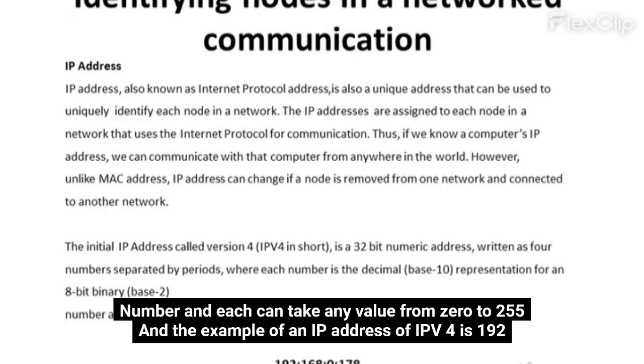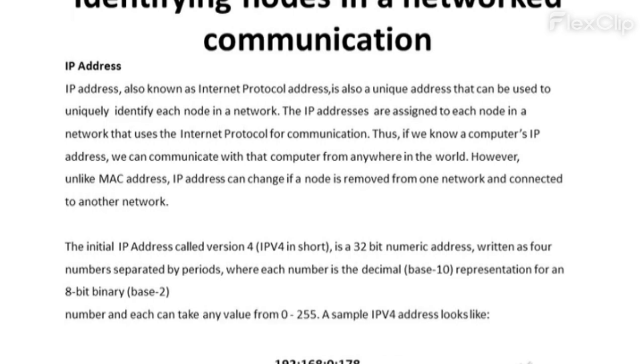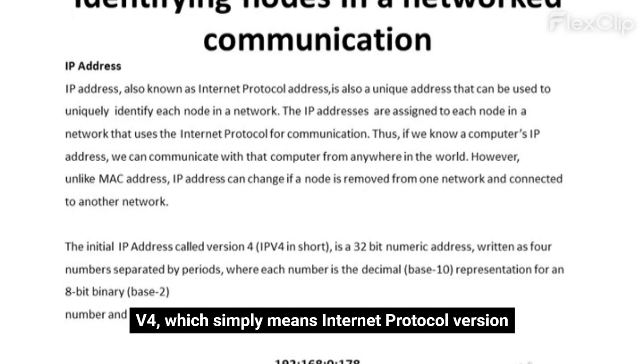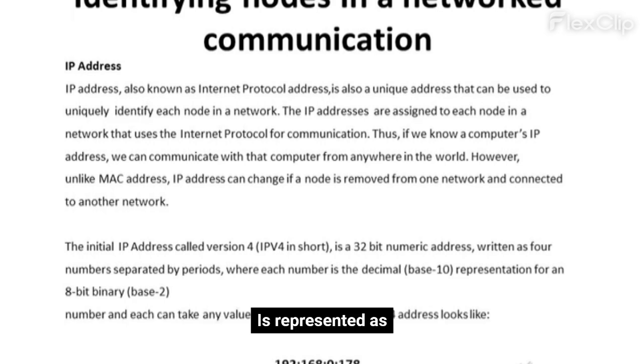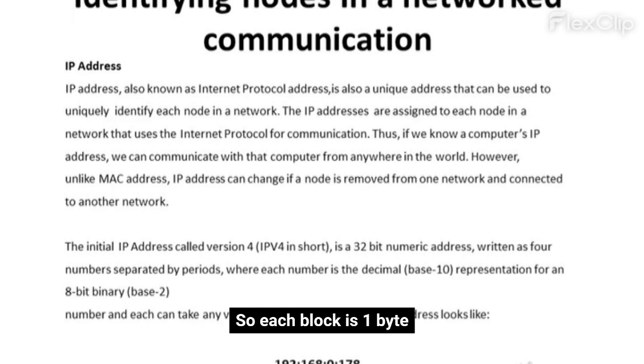An example of an IPv4 address is 192.168.0.178. IPv4, which simply means Internet Protocol version 4, is represented as four blocks of denary numbers between 0 and 255, separated by full stops. Each block is 1 byte.